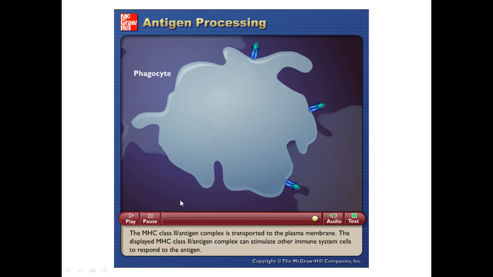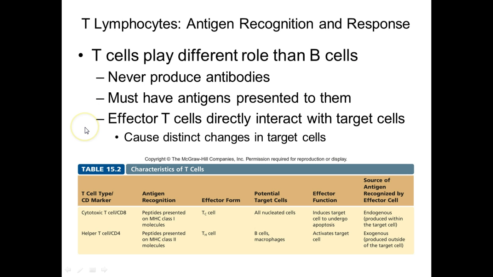So two different classes, right? Class 1 and class 2. Class 1 is found on all of our cells. Class 2 is very specialized, just on those antigen presenting cells. Not to say they don't have class 1, but mostly they're going to be using their class 2 to do antigen presentation. So once we have this information, what's going to happen?